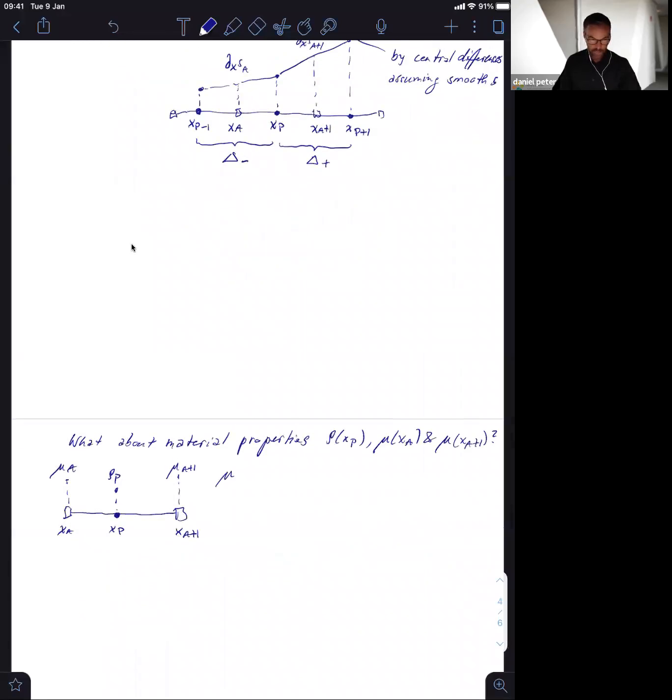So let's quickly put that down. So mu, the shear moduli, is needed at the cell faces, rather than at the centroid location, as rho is.